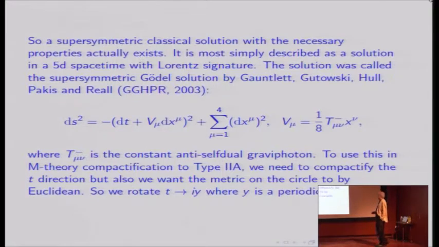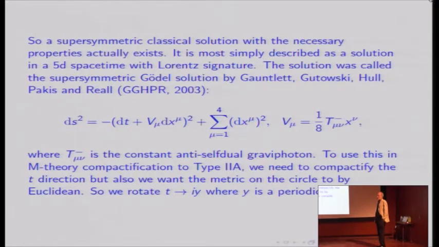To use it in M-theory compactification to type 2A, we need to compactify the t direction, but also we want the metric on the circle to be Euclidean, because the M-theory circle is supposed to be Euclidean. So we rotate t to iy, where y is a periodic variable. But then you see that that'll cure the minus sign in front of dt squared. But if we keep V as it is, this part of the metric will become imaginary. The metric will stop being real. So in Euclidean signature, it's impossible to make both the graviphoton and the metric real. The lesser evil is to make the graviphoton imaginary so that the metric is real.